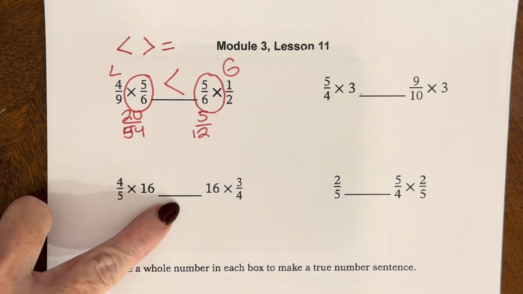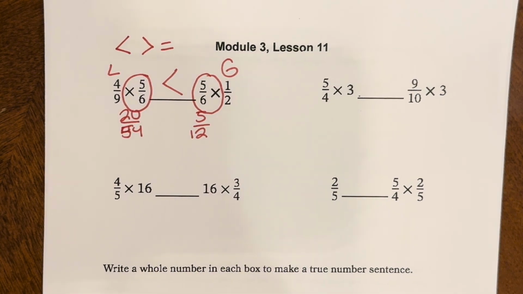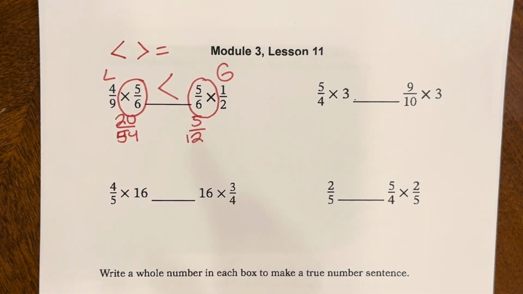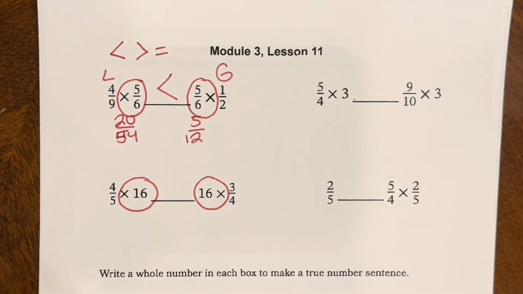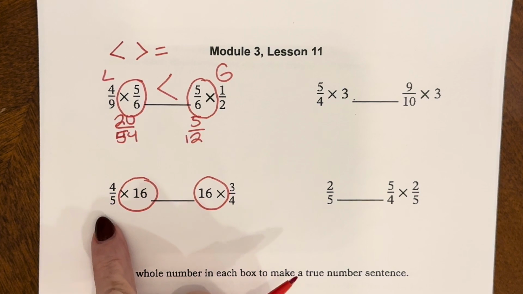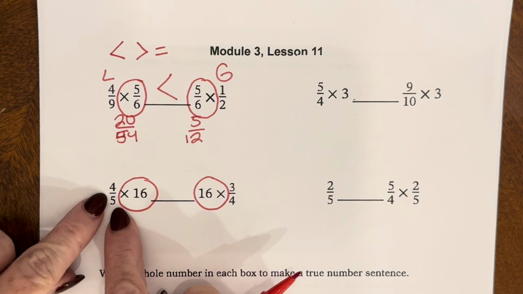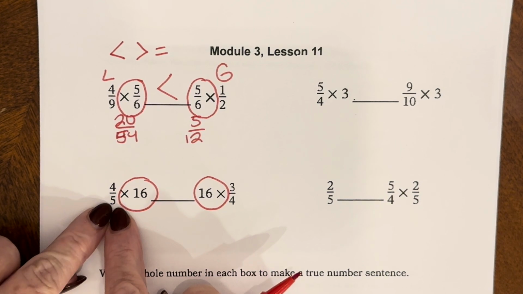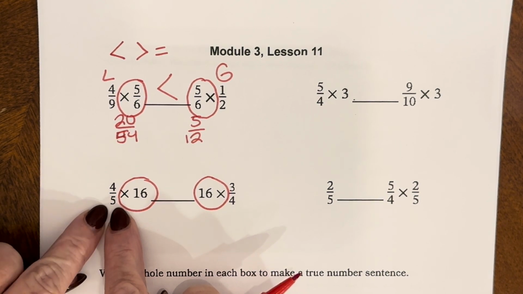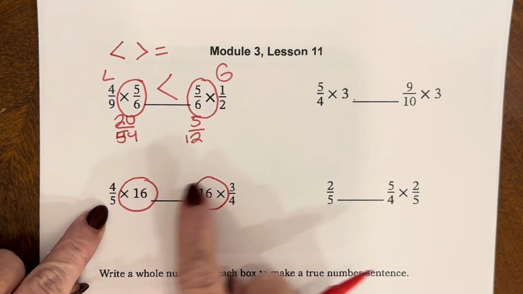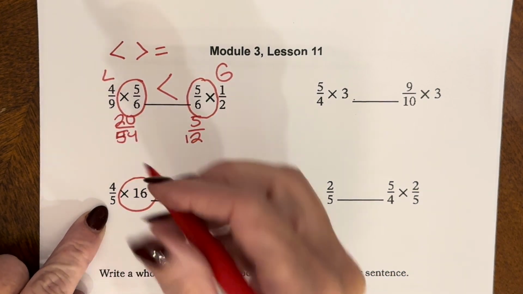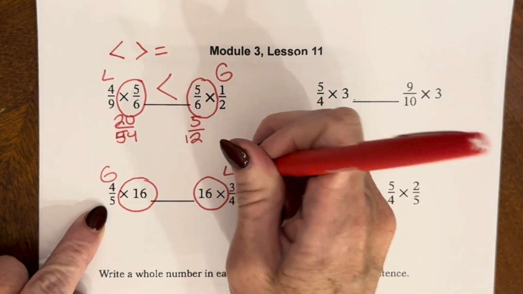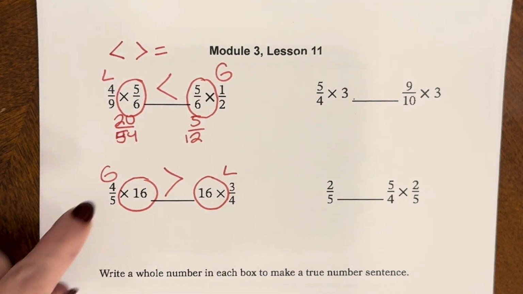4/5 times 16 is greater than, less than, or equal to 16 times 3/4. Well, what do they have in common? They both have that 16 in common. And then when I look at these, they are very close, but I know that 4/5 is larger. I can sometimes use money to help me. 4/5 of a dollar would be 80 cents, and 3/4 of a dollar would be 75 cents. So I know that since this one is greater, that whole expression is going to be greater.